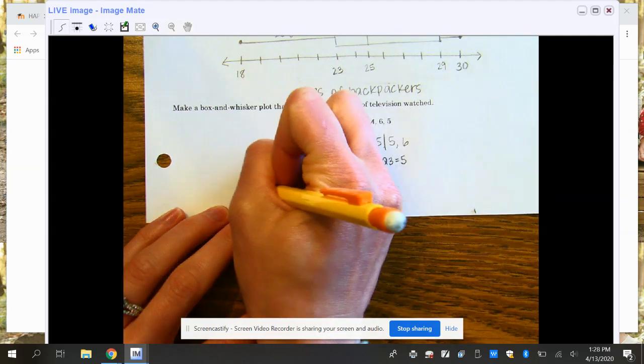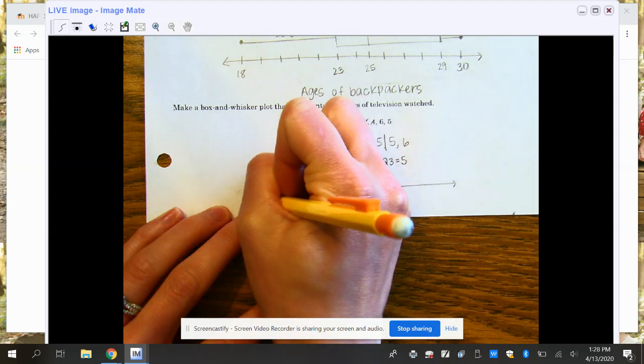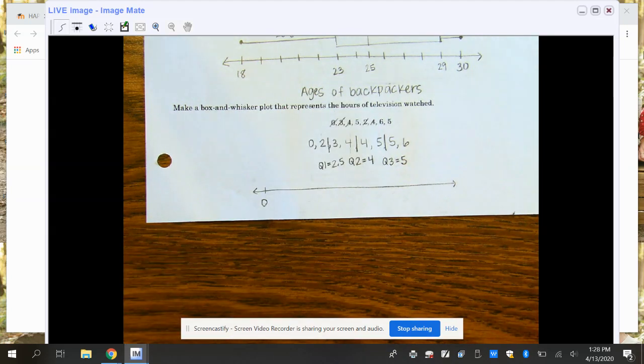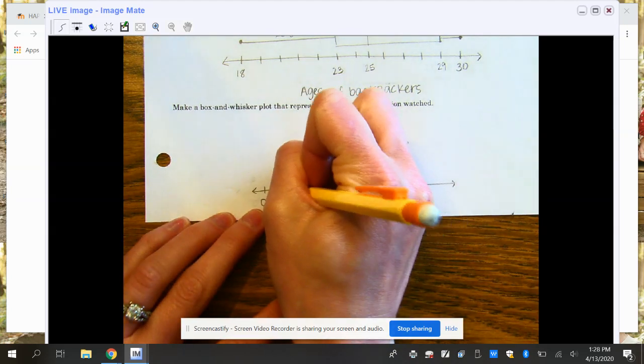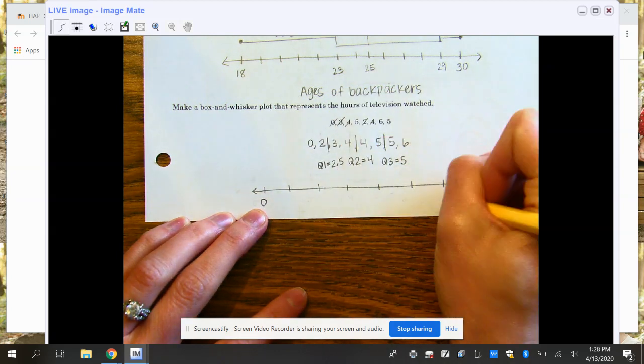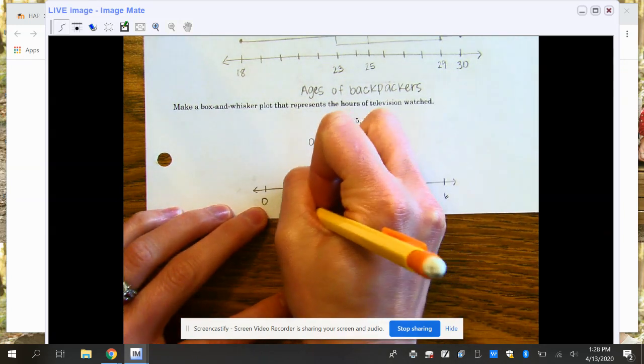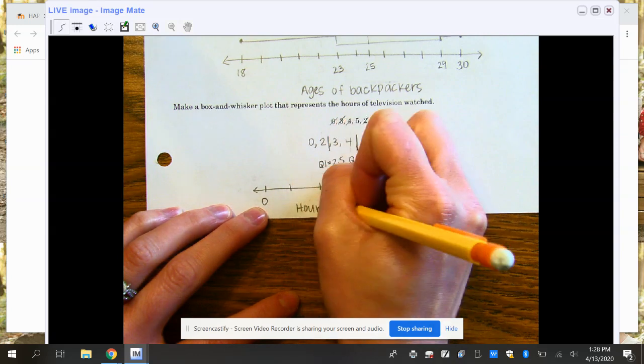Here's another case where I would probably just go up by 1, starting at 0, since my range is only 6 hours. 1, 2, 3, 4, 5, 6. And I spread those out a little bit more. And then this is hours of TV watched.